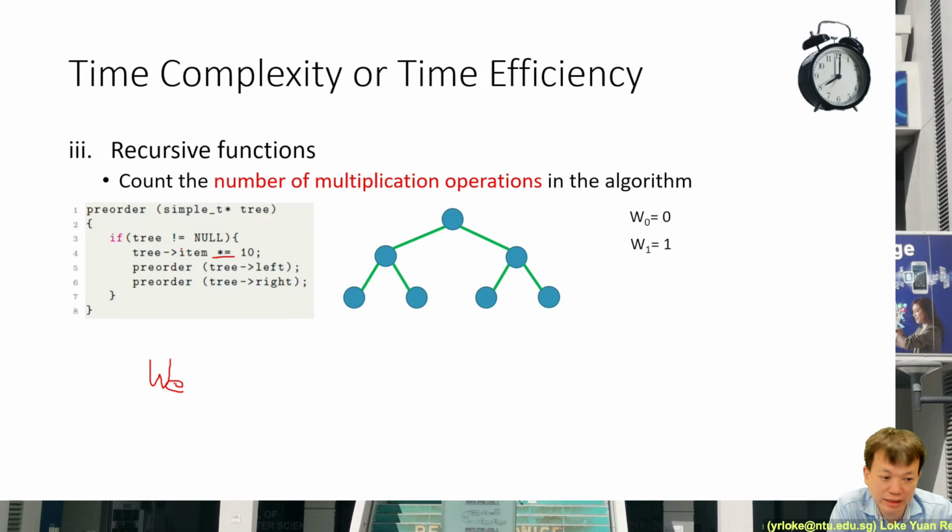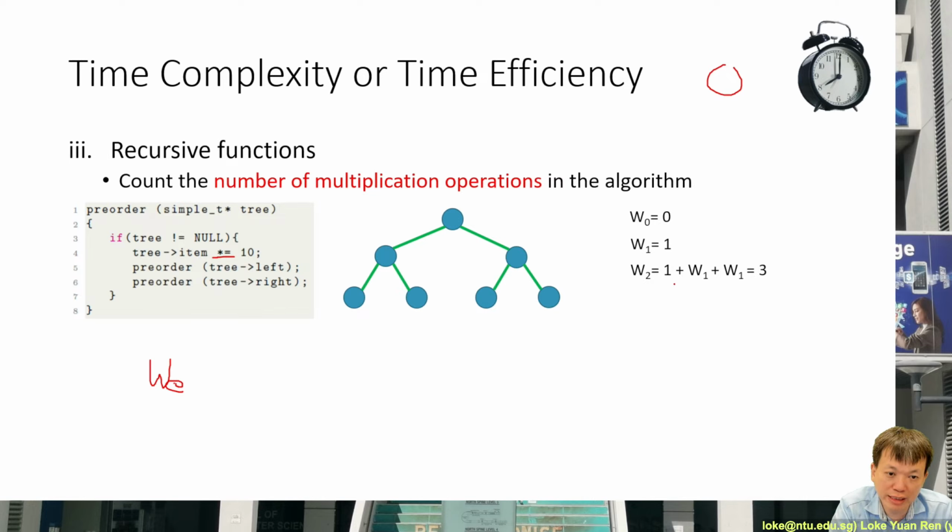When the tree only has one node, then I only did one operation, I only did one multiplication. Then the next two recursive calls just do nothing. So once you know the base case, the next step is the recurrence equation.